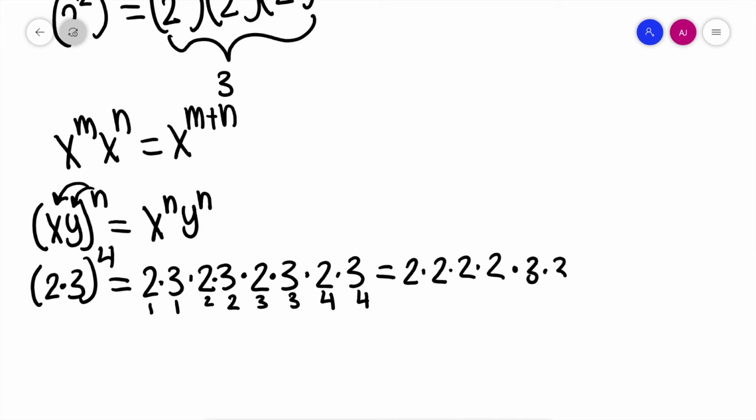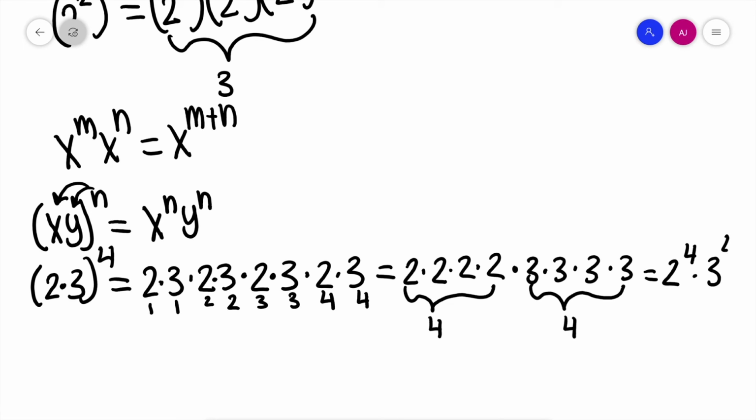3 times 3 times 3 times 3, right? And you can see that you could just raise these to an exponent, right? Because an exponent is how many times the base number is multiplied by itself, right? So, which would just equal 2 to the 4 times 3 to the 4.